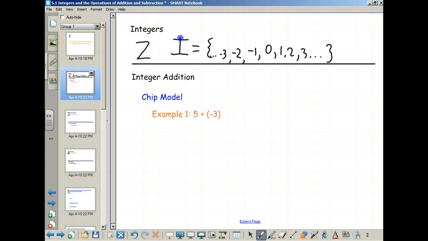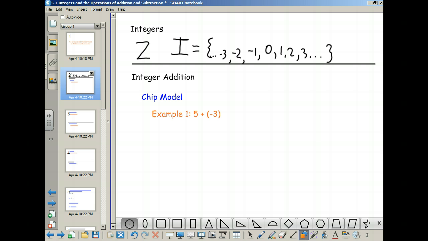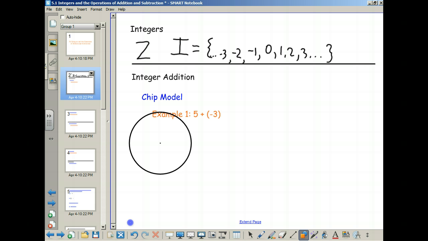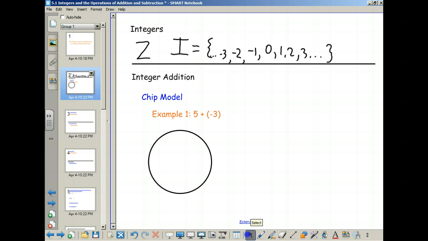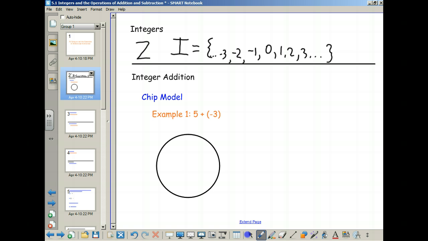We're going to look at some different models for integer addition. That's where we're going to start today, and that's all we'll get to. The first couple of models revolve around a circular model, and what we do inside of here is draw chips. Imagine poker chips, little circles, in two different colors. Black chips are a positive number, and red chips are a negative number.